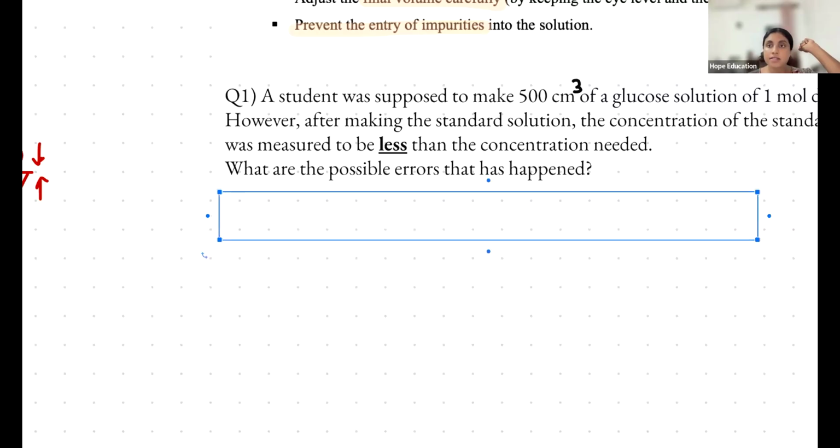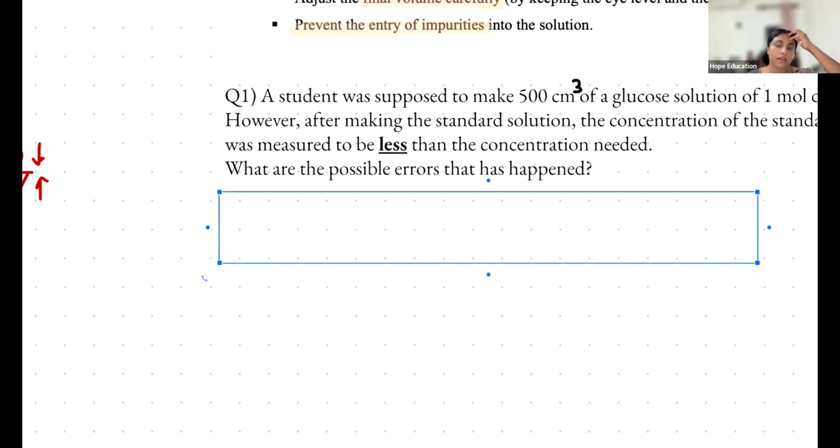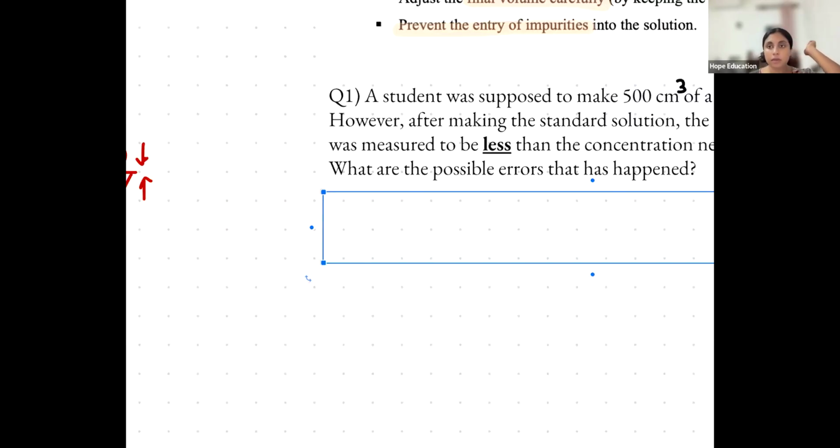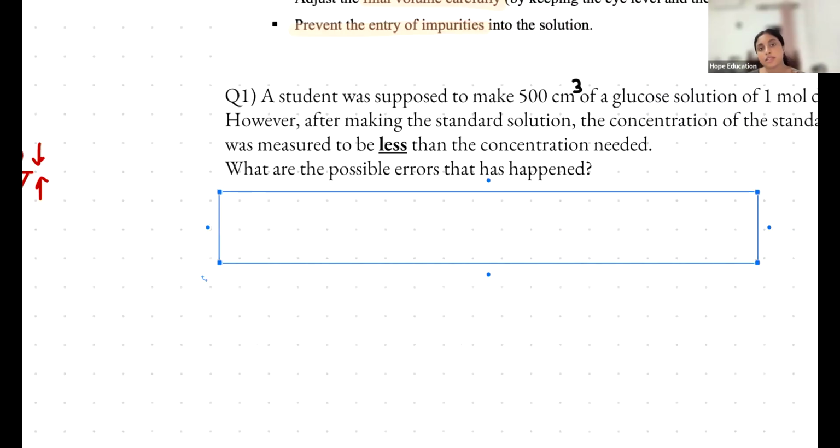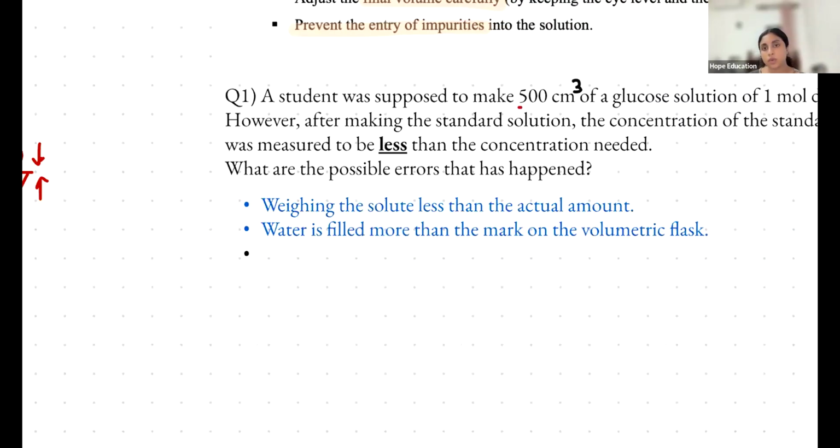Then I have some other answers in the chat box. Other answers means only these two have given answers. What about others? Taking a volumetric flask less than 1000 milliliters. We need 500 cubic centimeters, so how would 1000 be needed? We need a 500 cubic centimeter volumetric flask.